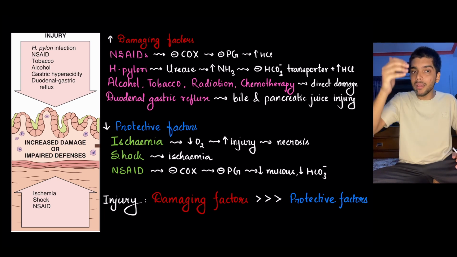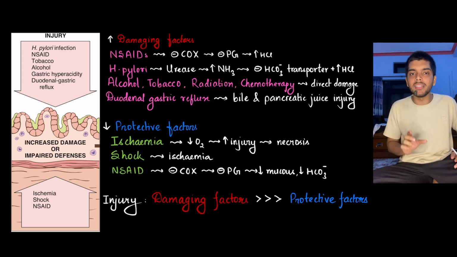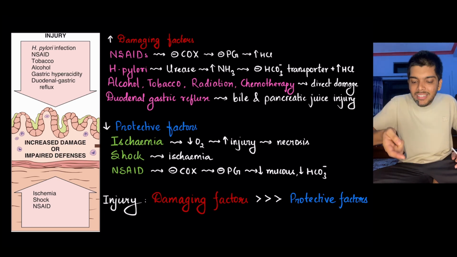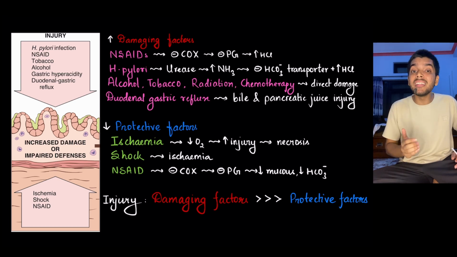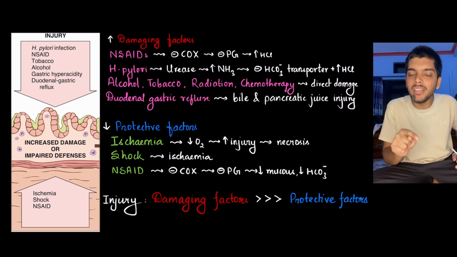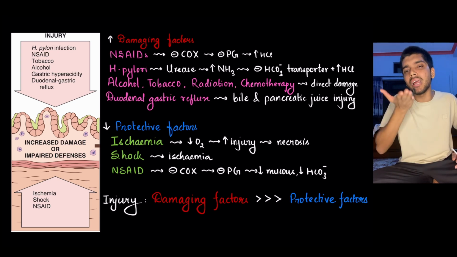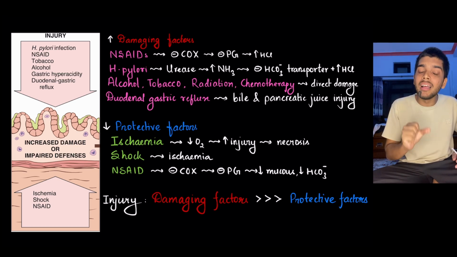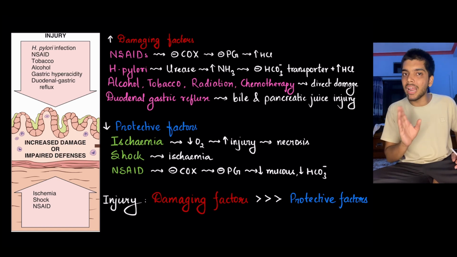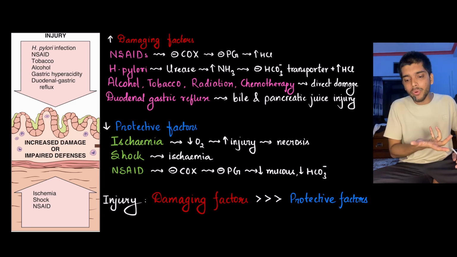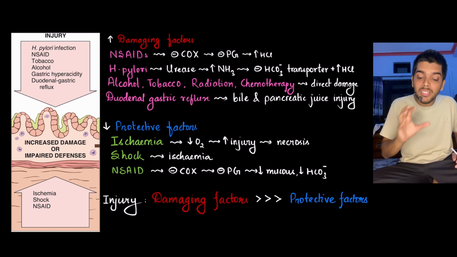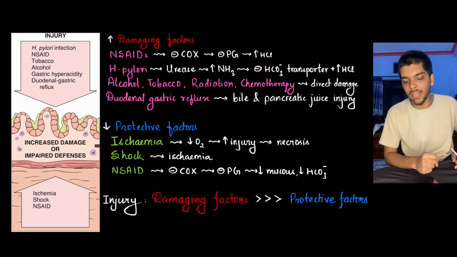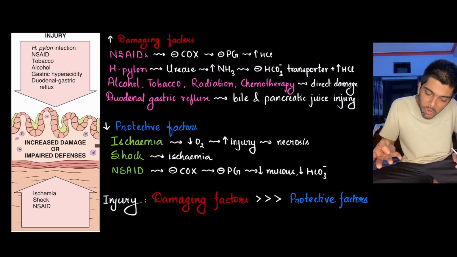Increase in damaging factors can take place how? For example, intake of NSAIDs that lead to inhibition of the COX pathway. As a result, there is decrease in prostaglandin. As a result, there is increased secretion of HCl, because HCl is inhibited by prostaglandin E2, but there is no longer prostaglandin E2. That means there is going to be much more HCl in the stomach. Second, H. pylori infection. It is a urease producing bacteria that converts urea to ammonia, and ammonia inhibits the bicarbonate transporter. As a result, there is no bicarbonate. Decrease in protective factor plus increase in damaging factor, because H. pylori also increases HCl.